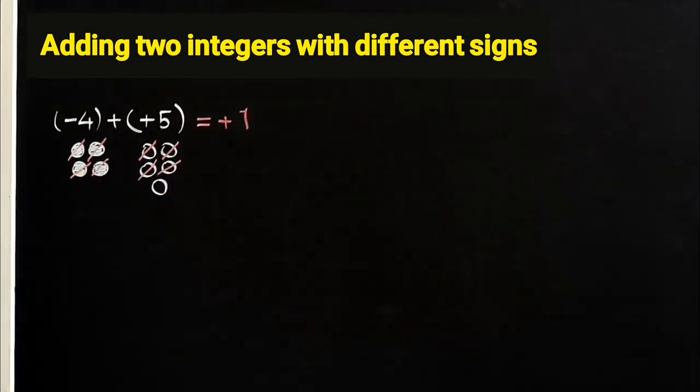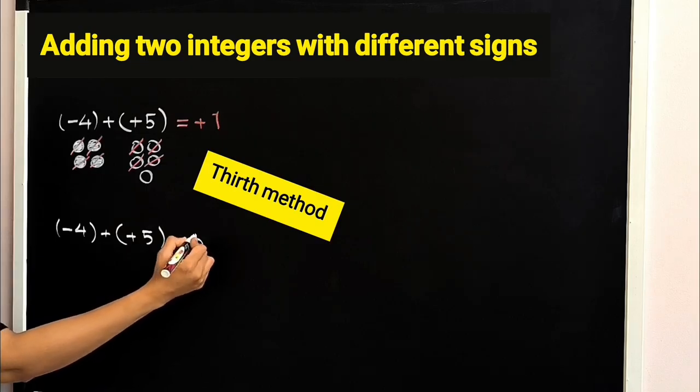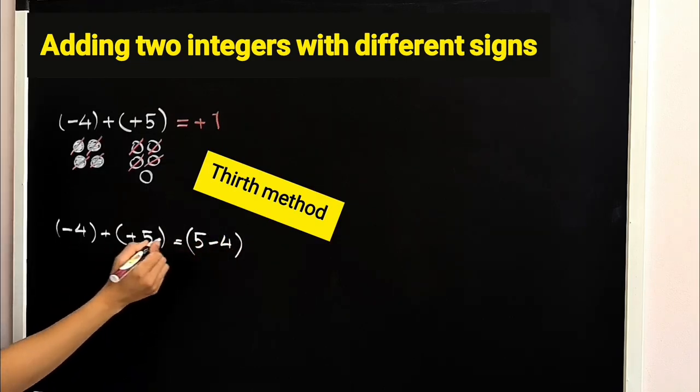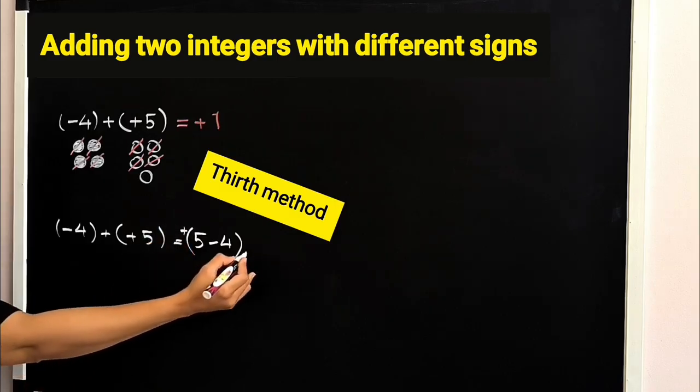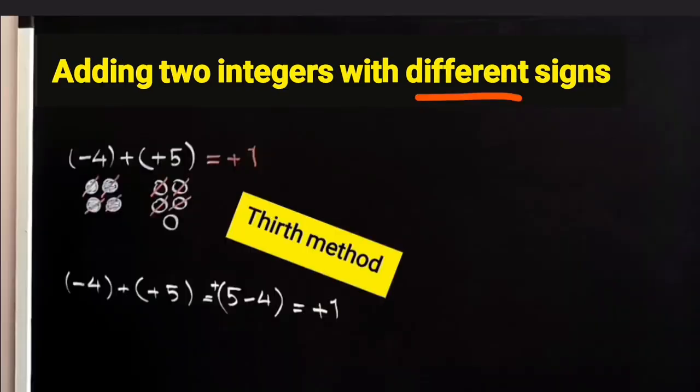Finally, there's a third method, which doesn't use a number line or counters. Here's how it works. Ignore the signs at first and subtract the smaller absolute value from the larger one. Then give the answer the sign of the number with the larger absolute value. For instance, in the problem +5 plus -4, we do 5 minus 4, which is 1. Since 5 has the larger absolute value and it's positive, the result is +1.